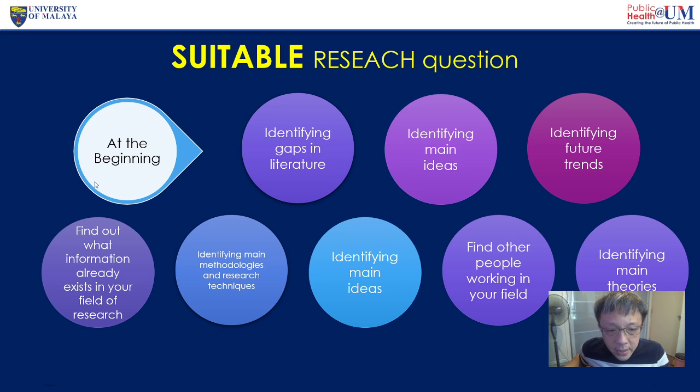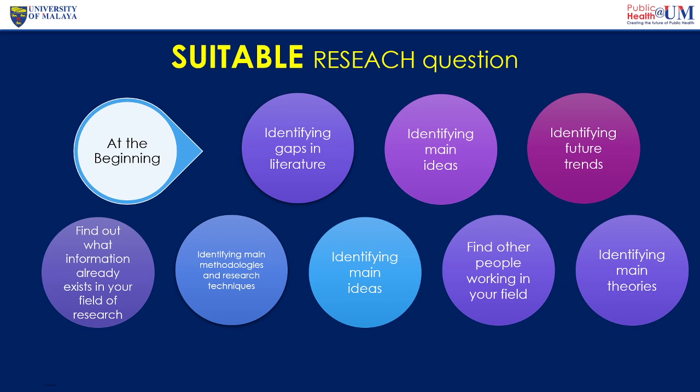Then the next is identifying main ideas, identifying main theories. So these are the things that you want to look at: identify gaps in literature, identify main ideas, identify future trends. This is after you have found the research question. You have known the research question already, or you have known the field you want to study. Then you need to focus on the main theories that can answer your question, and the methods that have been used that can answer your question. Then find out people working in your field.